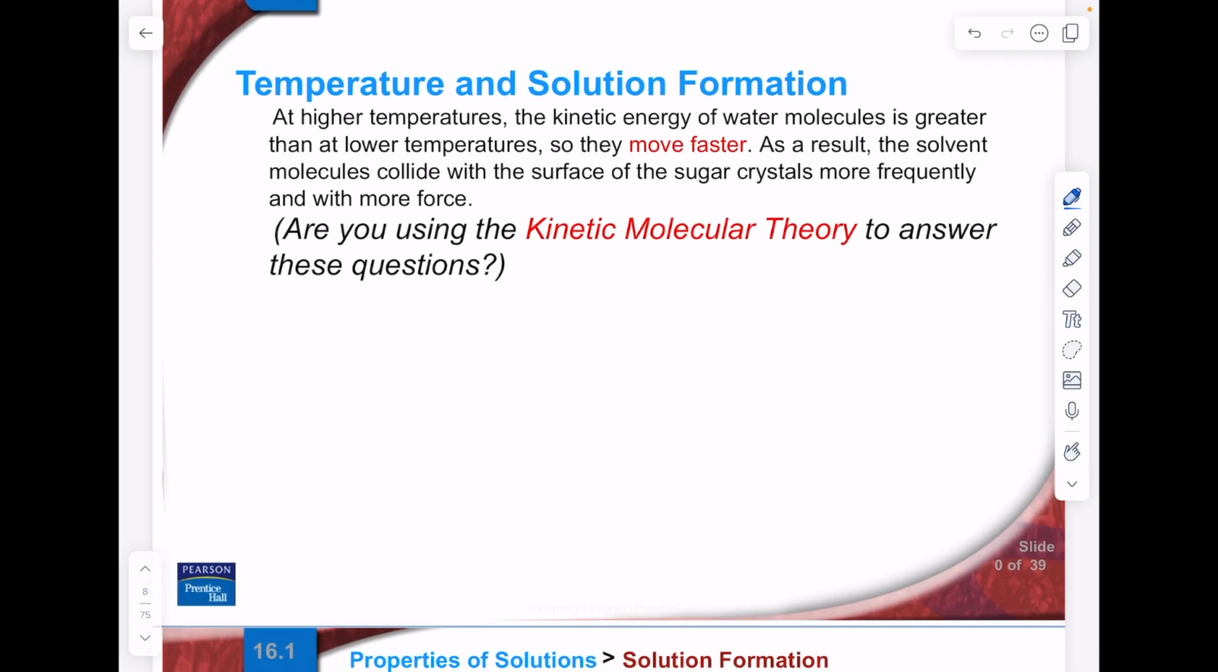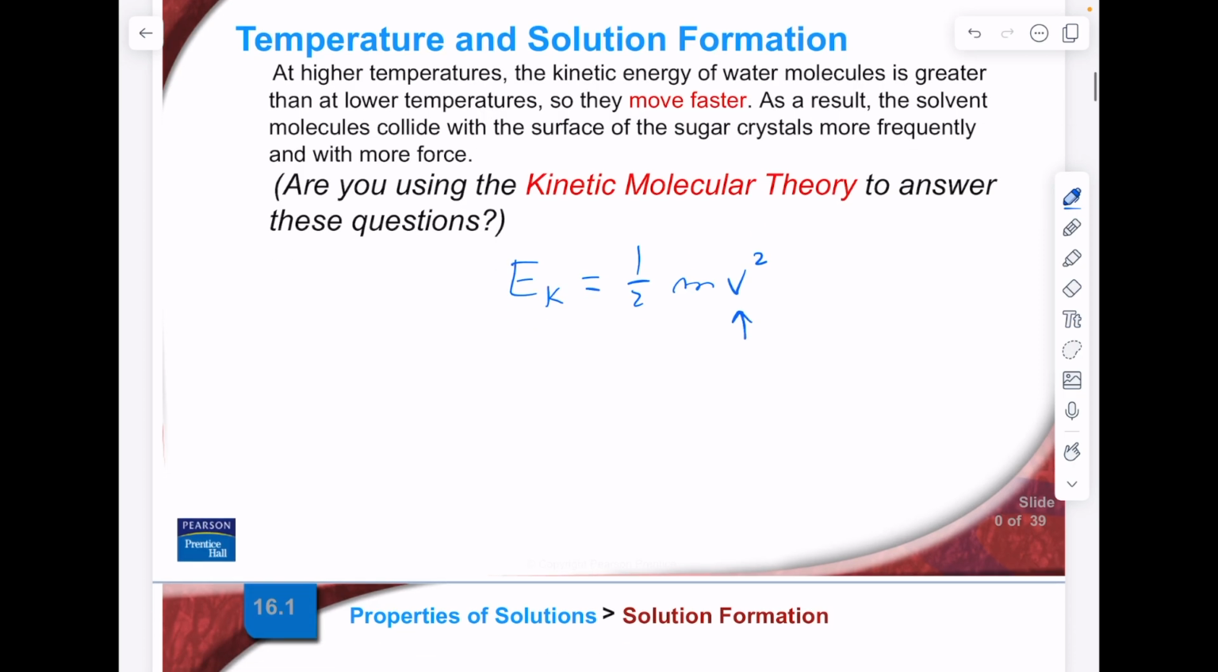Temperature, of course, can increase the rate of dissolving, as mentioned, because if you remember, the formula for kinetic energy is 1/2 mass times the velocity squared. So if you speed up the particles by increasing their temperature, they now have more kinetic energy, and therefore you're going to increase the number of collisions because they're moving faster and banging into each other more frequently. Remember, temperature is a measure of the average kinetic energy of your particles.